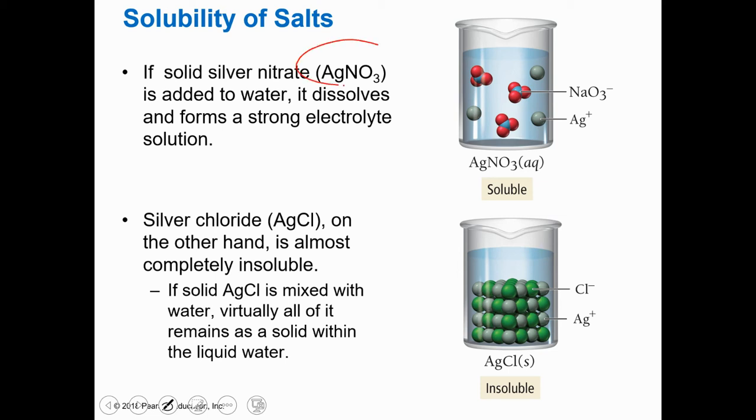Solid silver nitrate. Silver nitrate is soluble in water. It is a strong electrolyte. But silver chloride is not soluble in water. So if you put some silver chloride into your water, you're still going to see it. It's not going to dissolve.